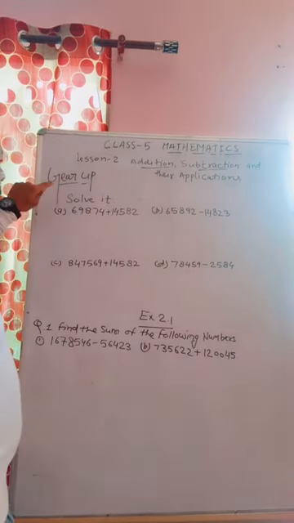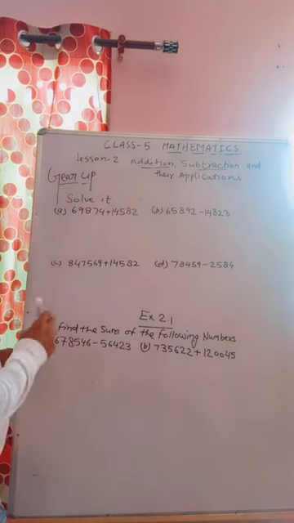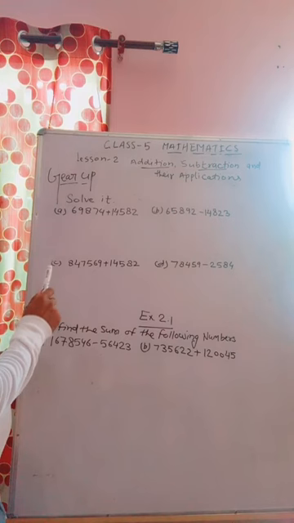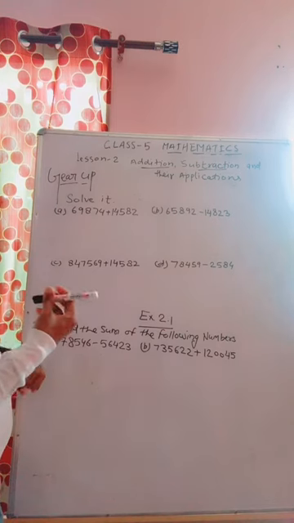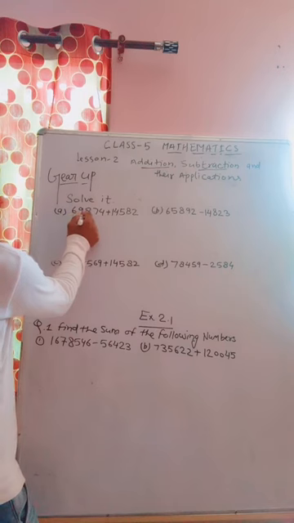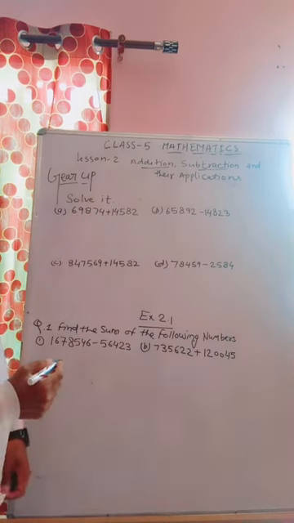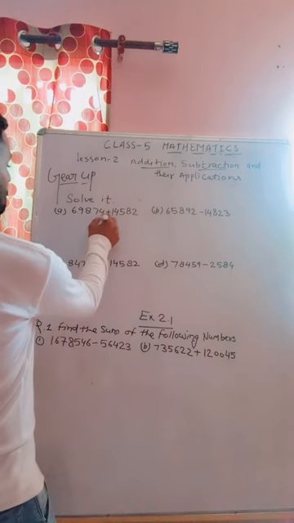First you see the gear up. First you see gear up, the solve it. Given the question, first you arrange this one, after you do according to the symbols. First you see 69874 plus 14582 given, and you write arranged.